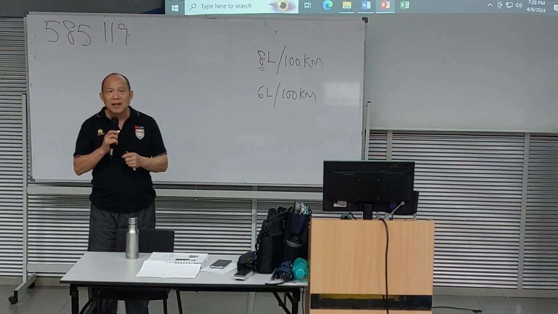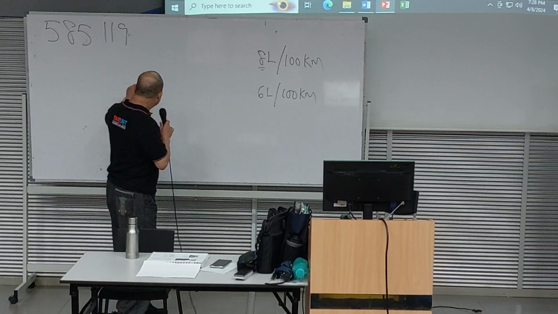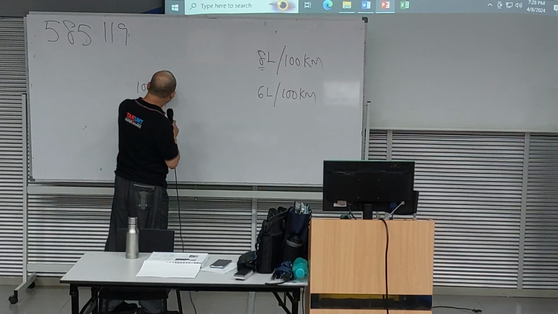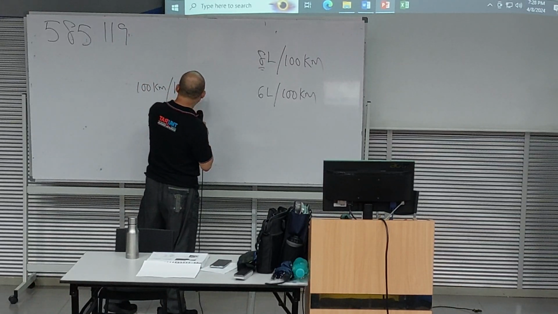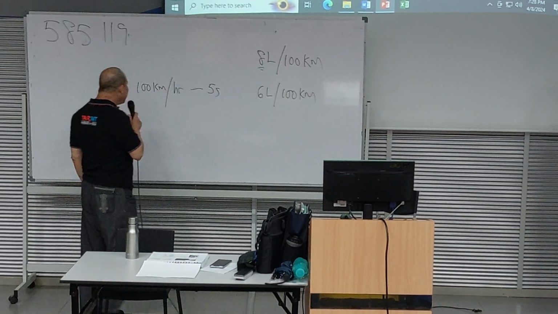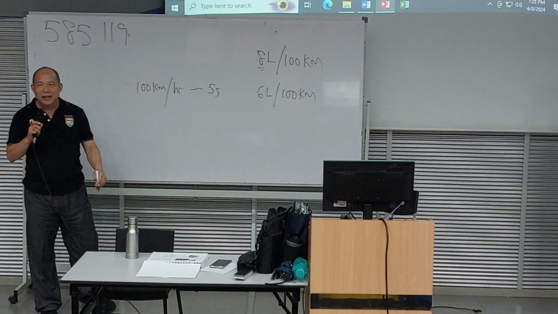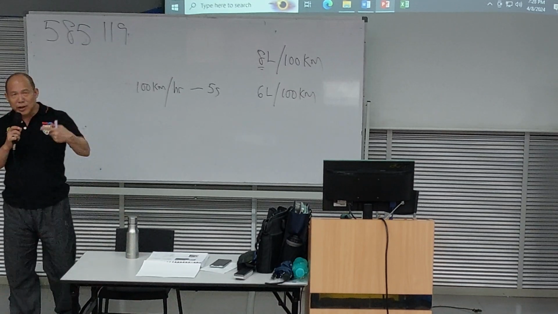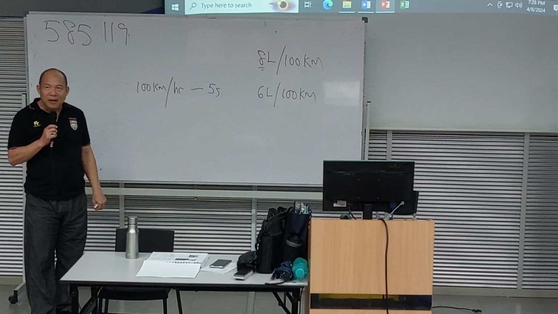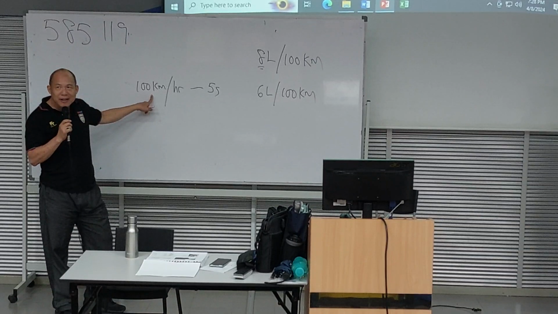What kind of speed? Something like km per hour. Yes, 100 km per hour in 5 seconds. That's measuring acceleration: how fast a car can reach this speed in seconds.